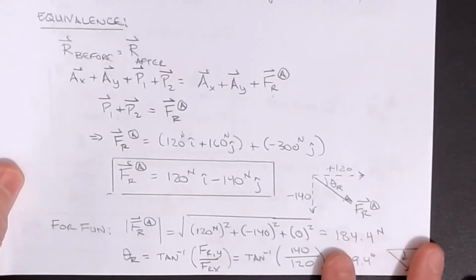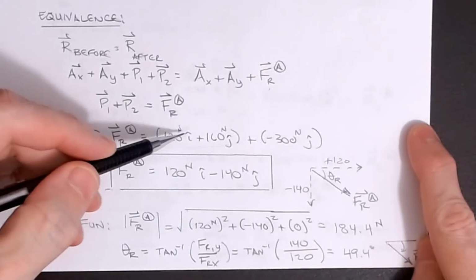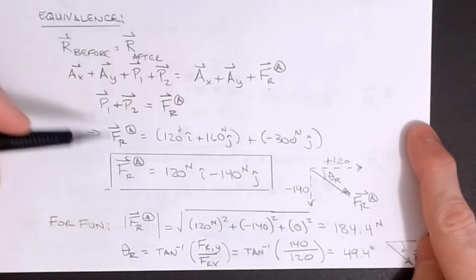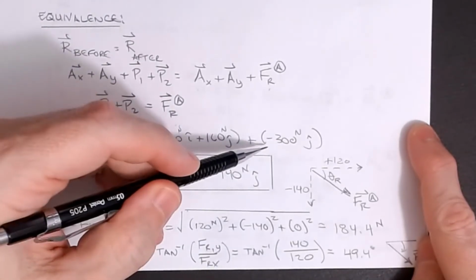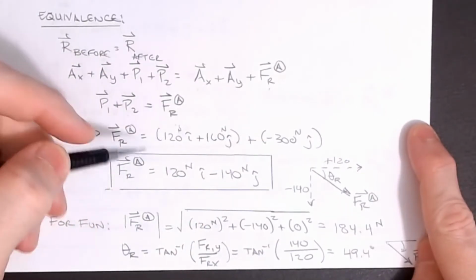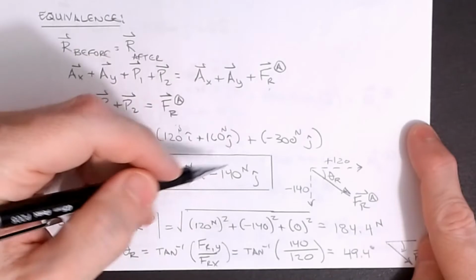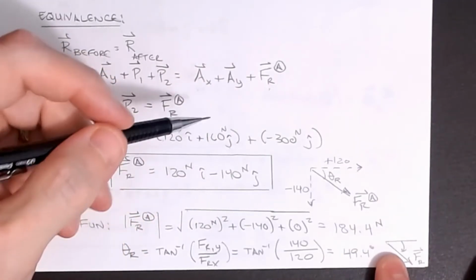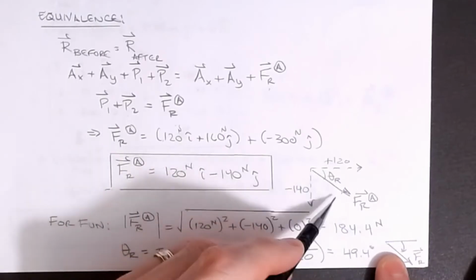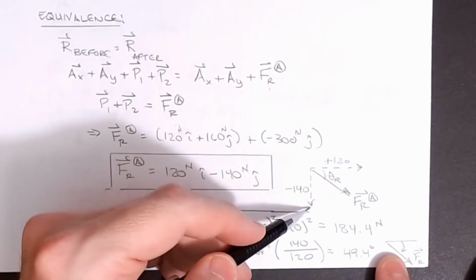So if I go through and work on the math just a little bit, my FR at A is now 120I plus 160J. That was my P1 vector. And then plus P2 is minus 300 newtons J. Then I can do the math, and I know that the J pieces will add together. So I end up with 120I minus 140J, because it was plus 160 minus 300, so it's minus 140. So that resultant vector for the entire system, when I relocated it, will have an X component of 120 and a minus 140 in the Y.